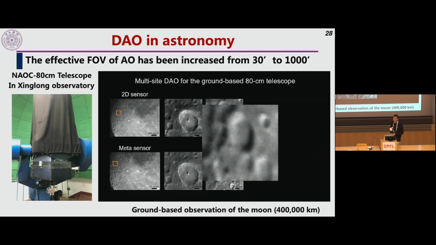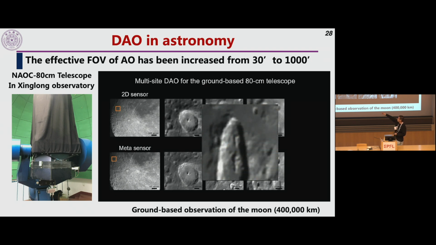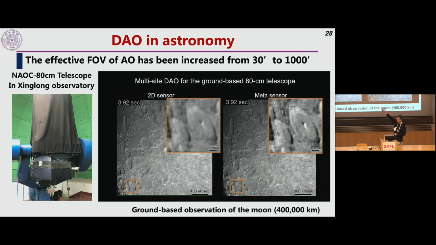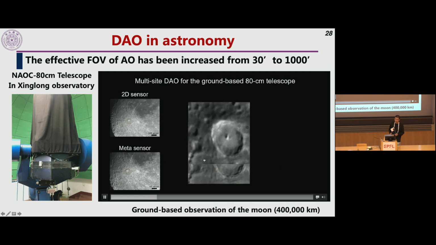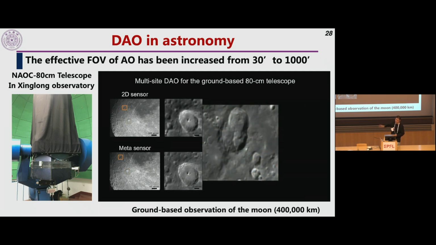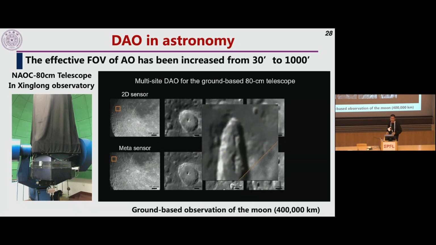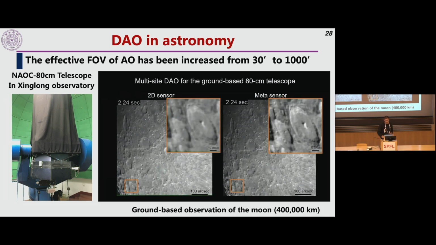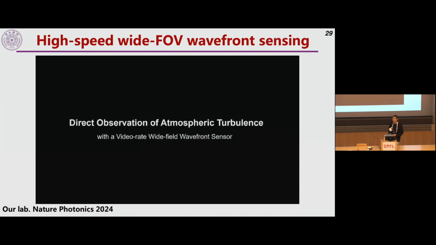This technique can not only be applied in microscopy, it can also be applied in astronomy, since adaptive optics is widely accepted in astronomy. We attach this sensor to a ground-based telescope to correct the environmental aberrations introduced by atmospheric turbulence. A traditional 2D sensor will reduce the spatial resolution and imaging contrast. After correction, we do not need to modify the existing ground-based telescope. We only need to attach this sensor, so we can do multi-site aberration correction at the same time and high-speed recording.